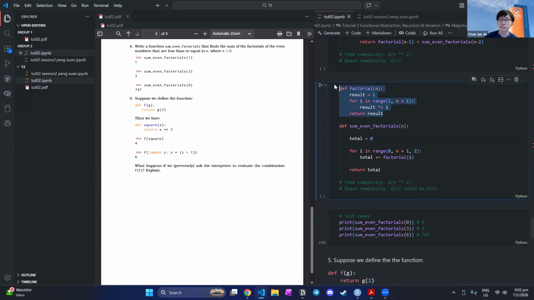So first you look at the space for this factorial function. It keeps one variable and then it loops through and updates that variable. So the space for this is O(1). Over here, O(1) space. Now the sum even factorial function loops through n divided by 2 times and it adds factorial(i). But because the factorial it uses here is the iterative version in O(1) space, this function itself doesn't use more than constant space. Overall, the space complexity for the iterative version is O(1).